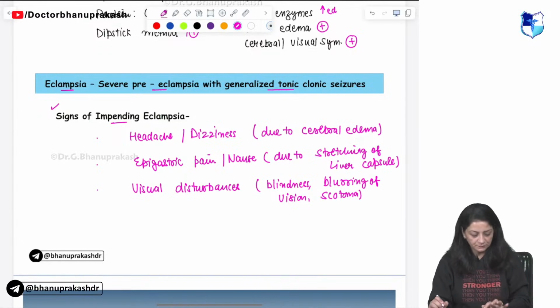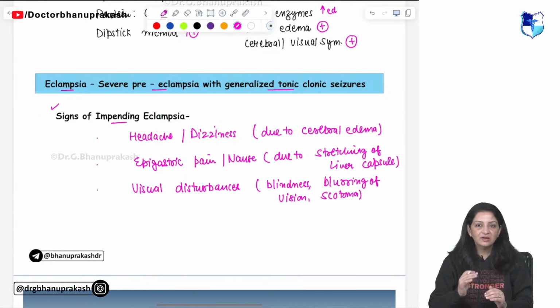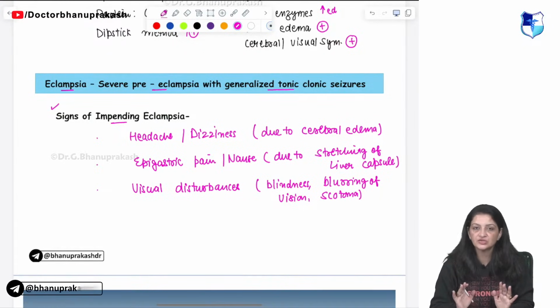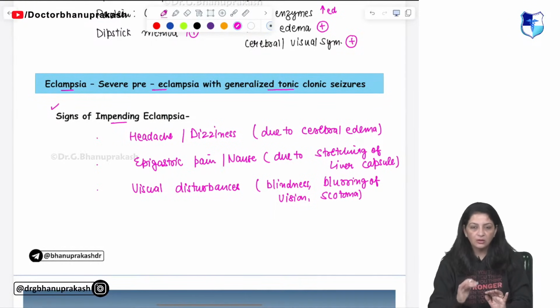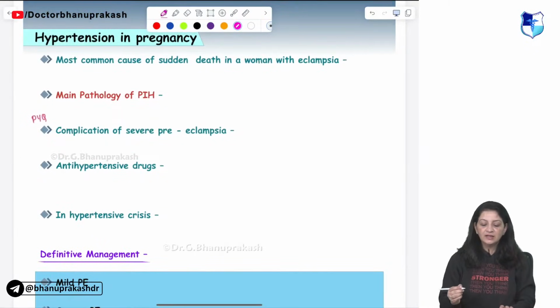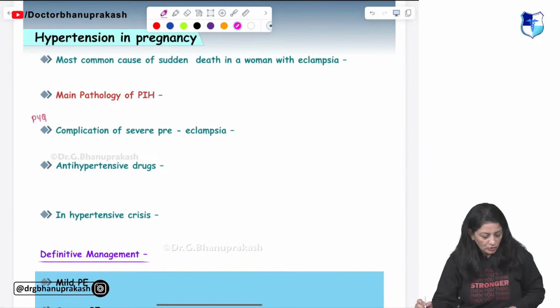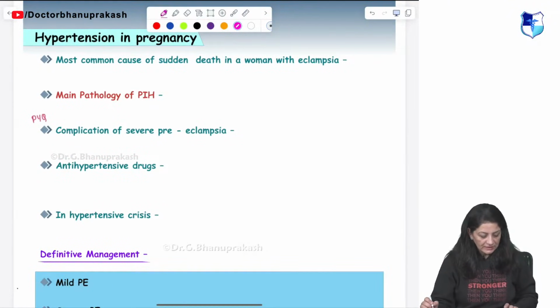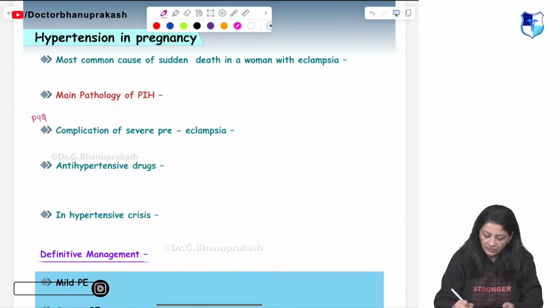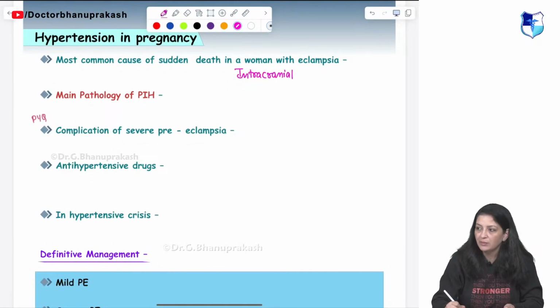Okay, now, so oliguria will be there, but signs of impending eclampsia are these 3 points. Okay, oliguria will be there. So most common cause of sudden death in women with eclampsia. So these are the one-liner questions. Most common cause of sudden death in a woman with eclampsia. Yes, anyone? Intracranial hemorrhage.